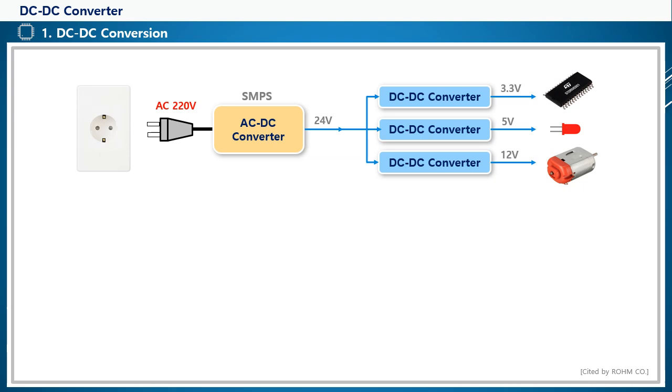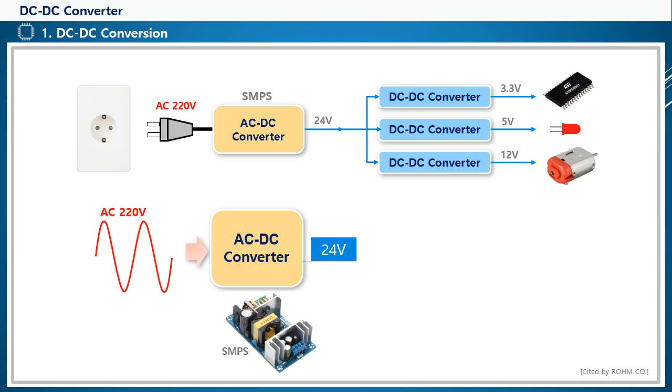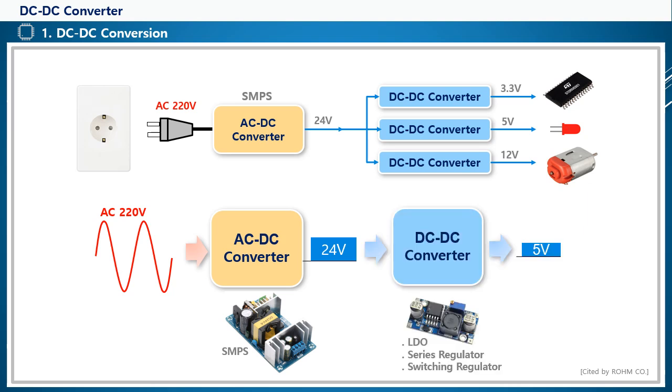voltage required. The high AC voltage of 100 to 220 volts is converted into a DC voltage of 24 volts by an AC-DC converter called a switching mode power supply, or SMPS. This is used as input to generate a low DC voltage of 5 volts in a DC-DC converter such as an LDO, series regulator, or switching regulator.